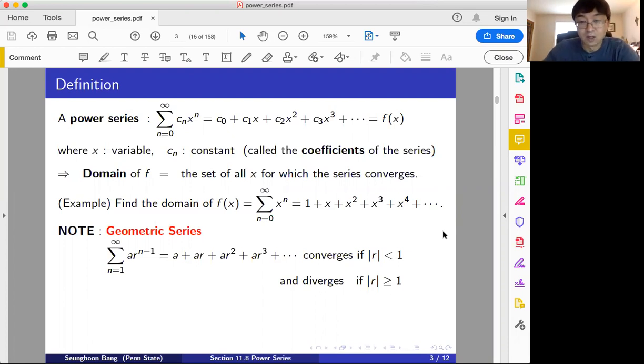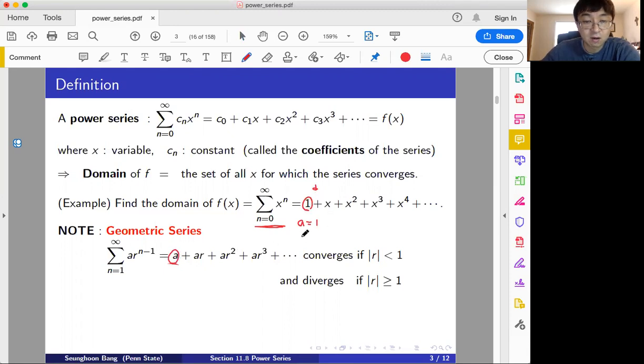So this is exactly a geometric series. Here, in this case, what is a? What is a in this one? Yep, thank you. a is 1.